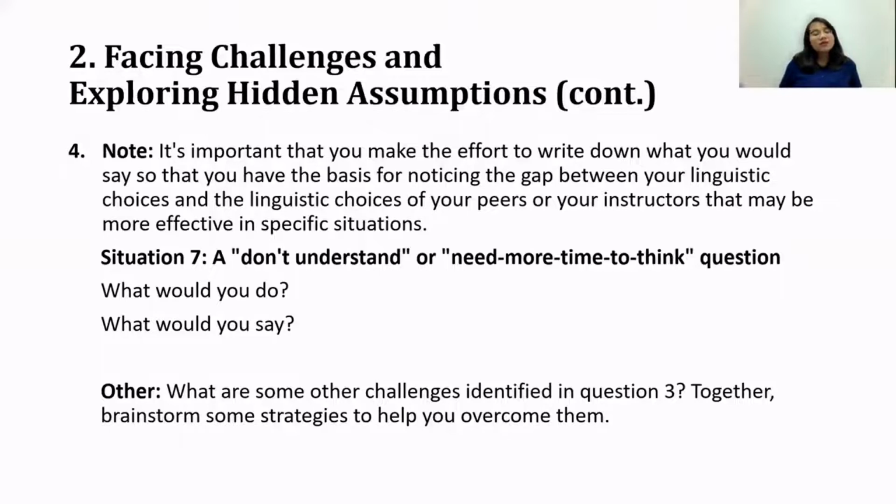Okay, and there is one note. What are some other challenges identified in question 3? Together, brainstorm some strategies to help you overcome them. So after you discuss with your friends or your peer about what they will say, what they will do in such a situation, can you think of some strategies that you can use to overcome that kind of situation? Maybe your friend has a strategy that you have never thought of, or vice versa. Maybe your friend has never thought of any strategy from what you mentioned to them.